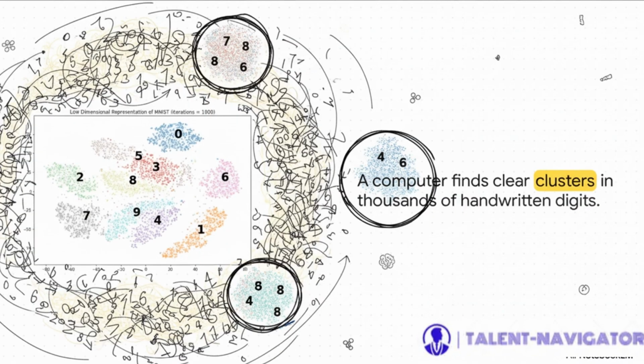Well, just take a look at this. This is what happens when a computer sifts through thousands of handwritten numbers. Now, each one of these little digits is its own complex data point with hundreds of different features. And yet, somehow, out of all that mess, the algorithm finds these stunningly clear clusters. It actually learns to see the difference between a 1 and a 7, or a 9 and a 4. It finds order in the chaos.